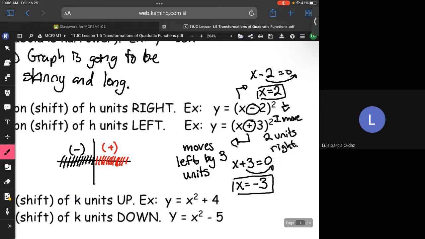And when we talk about the positives on the x-axis, are we talking about the right side of the x-axis or the left side? So when we talk about positive numbers, is that on the right side of the x-axis or the left side of the x-axis? Right side. So we associate positive numbers with moving to the right.